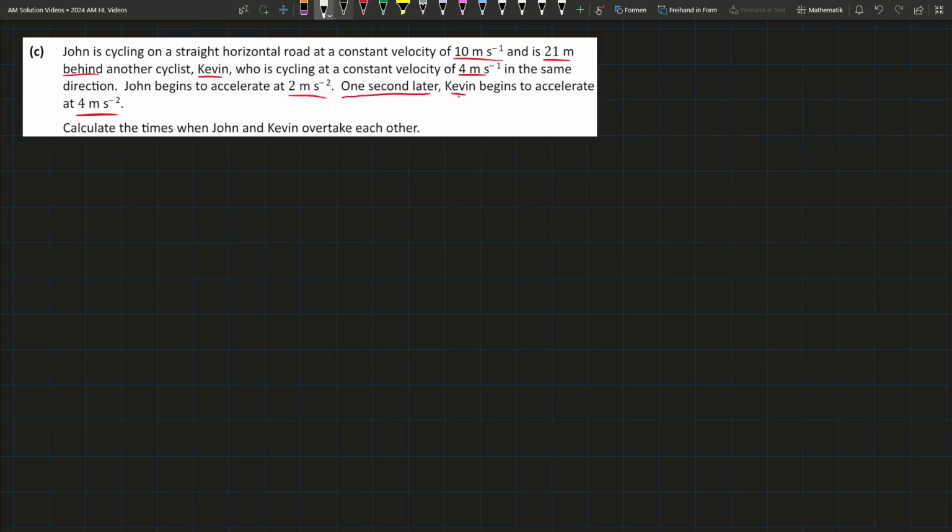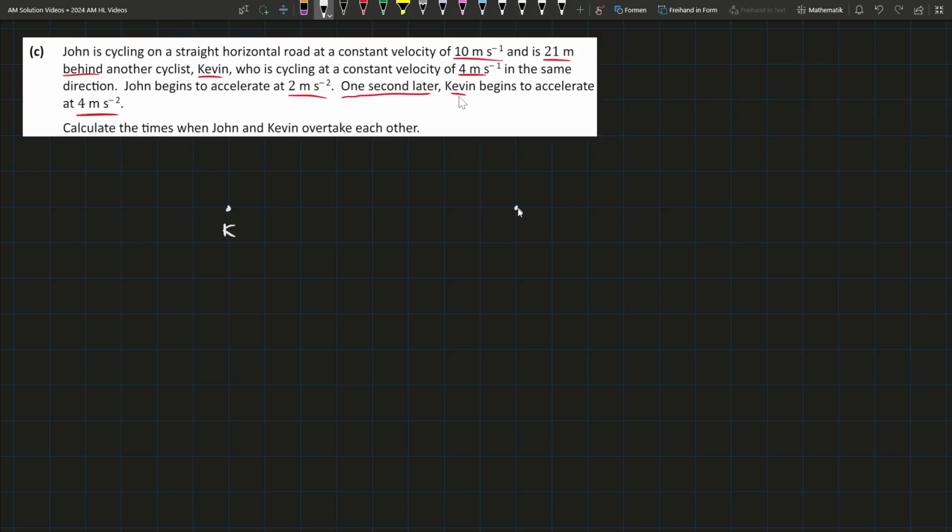Calculate when they overtake. So I was kind of talking to people online, and there's a few different ways that people did this. I'm pretty sure this should be the right way, though, and the right answer. So basically, we have Kevin. This is the guy in front. So I'm going to use K to show him.